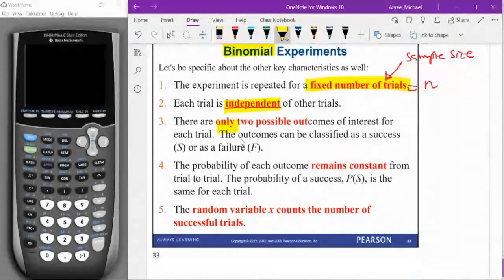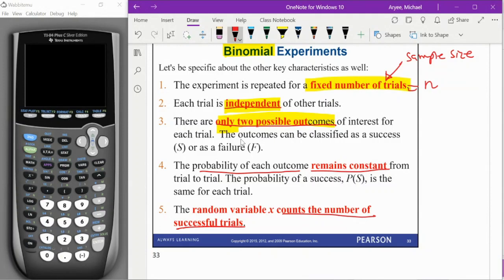The third thing, which I've already mentioned, is that there are only two possible outcomes. And the probability of each outcome should remain the same from trial to trial. And X is the count of the number of successes, just like how I counted the number of heads, tails, sorry, in the other problem. As we start taking questions, this will be much clearer to you.